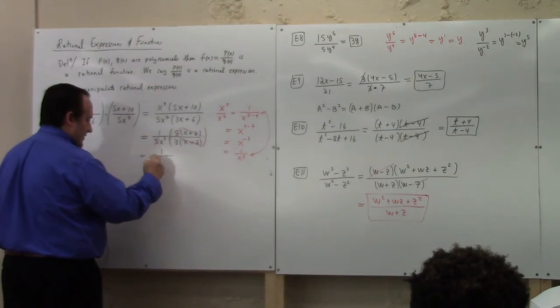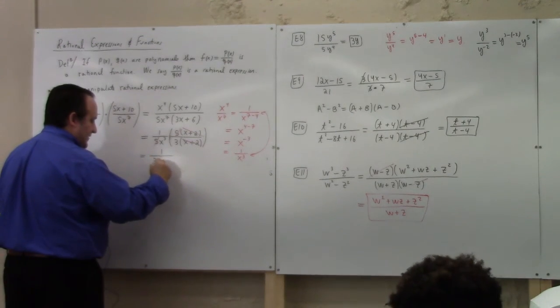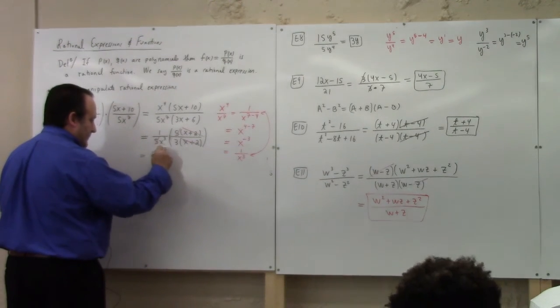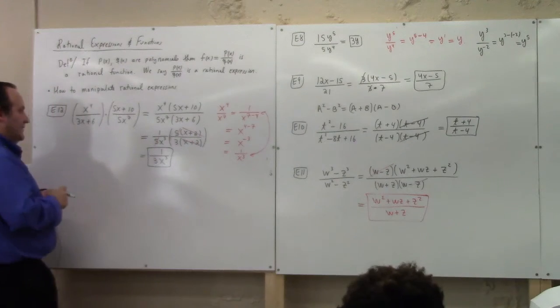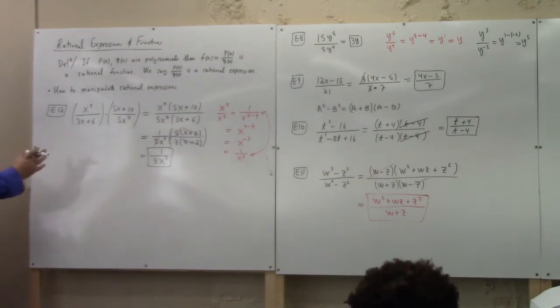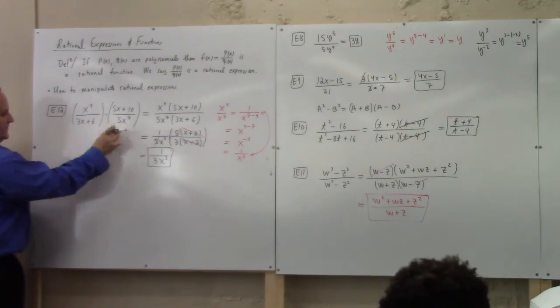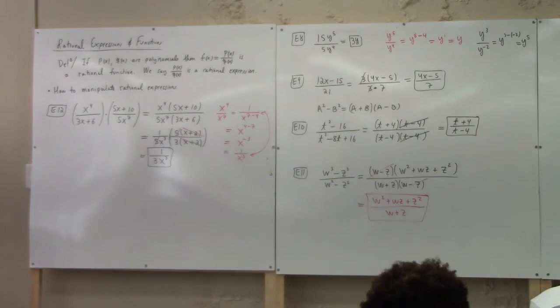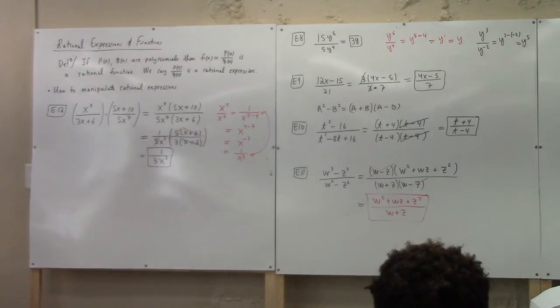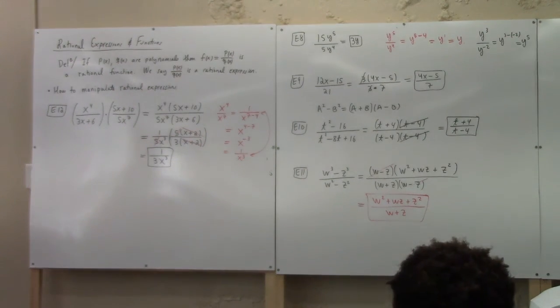Yeah, 1 over, we got a 3 and an x cubed left over. That's pretty neat. I mean, if you look at this, look at what we started with, right? Does it look like that's 1 over 3 times x cubed? It sure doesn't, but that's what it is.